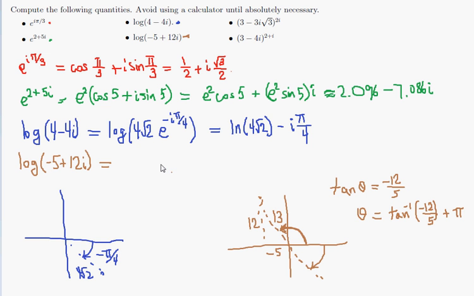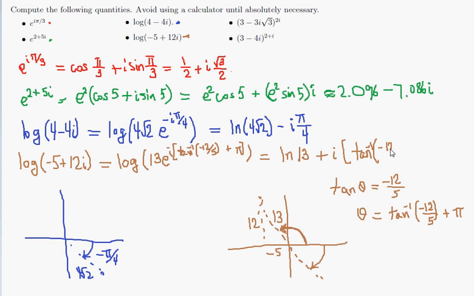So using the work that we have here, the distance from the origin is 13, so I have the logarithm of 13 times e to the i times the arctangent of negative 12/5 plus pi. And so by definition of the log function for complex numbers, this will be the natural log of 13 plus i times the arctangent of negative 12/5 plus pi.